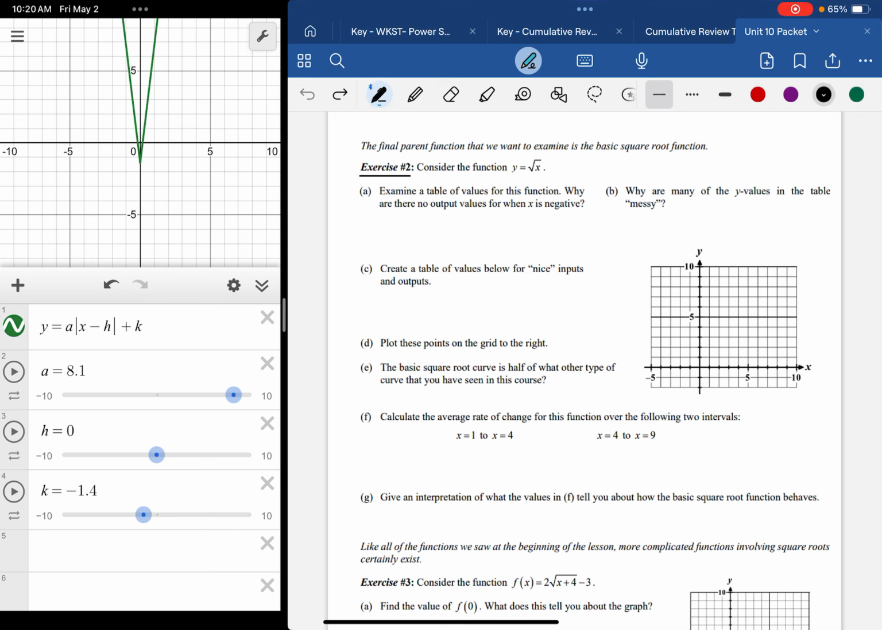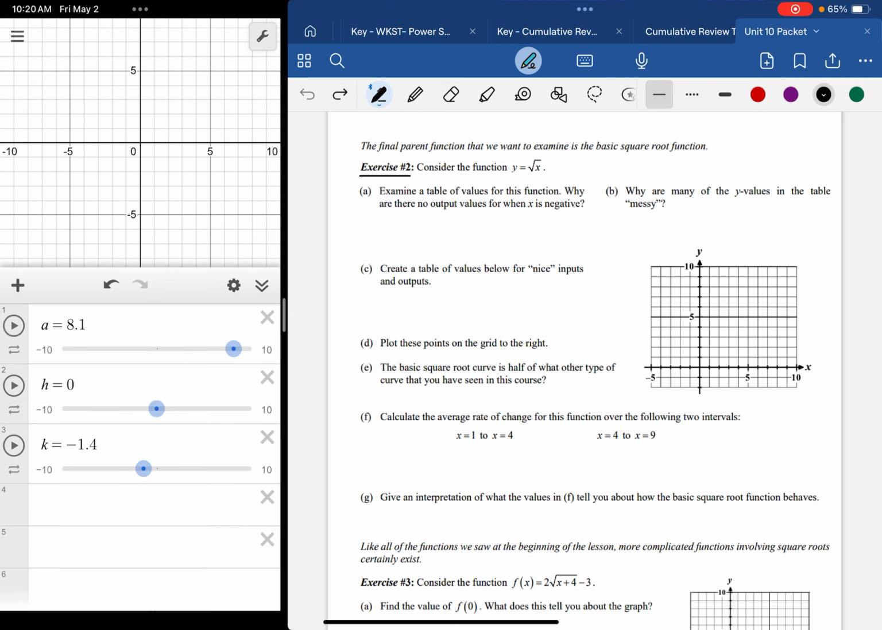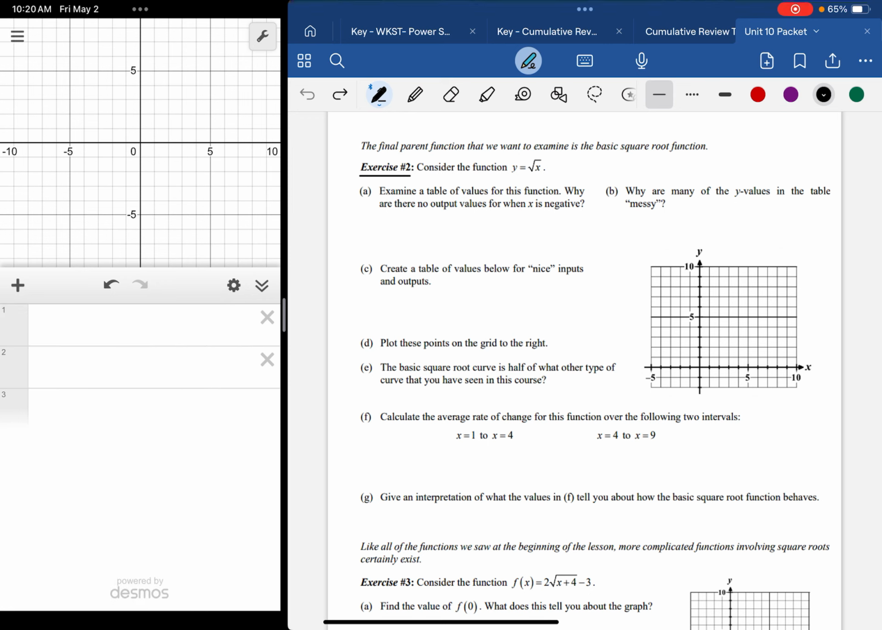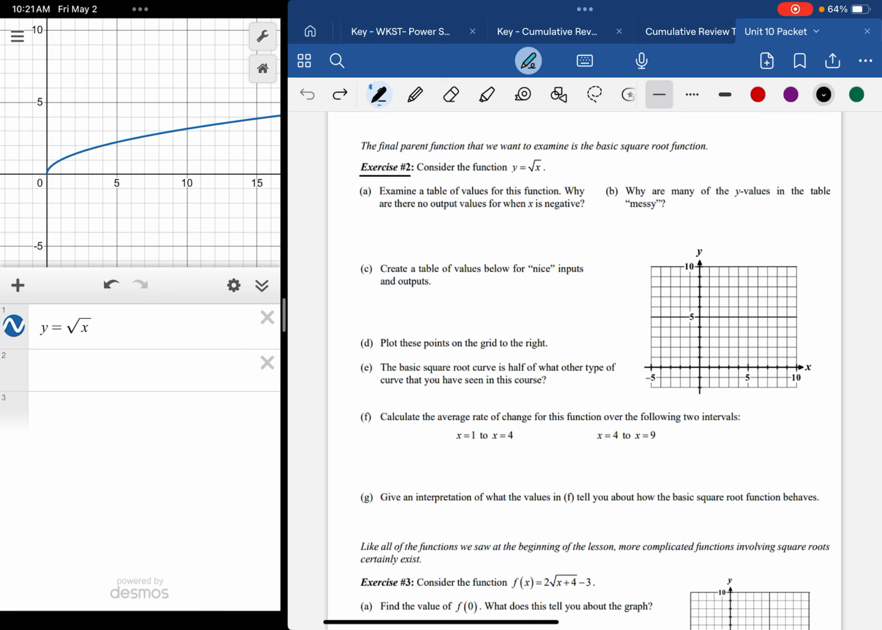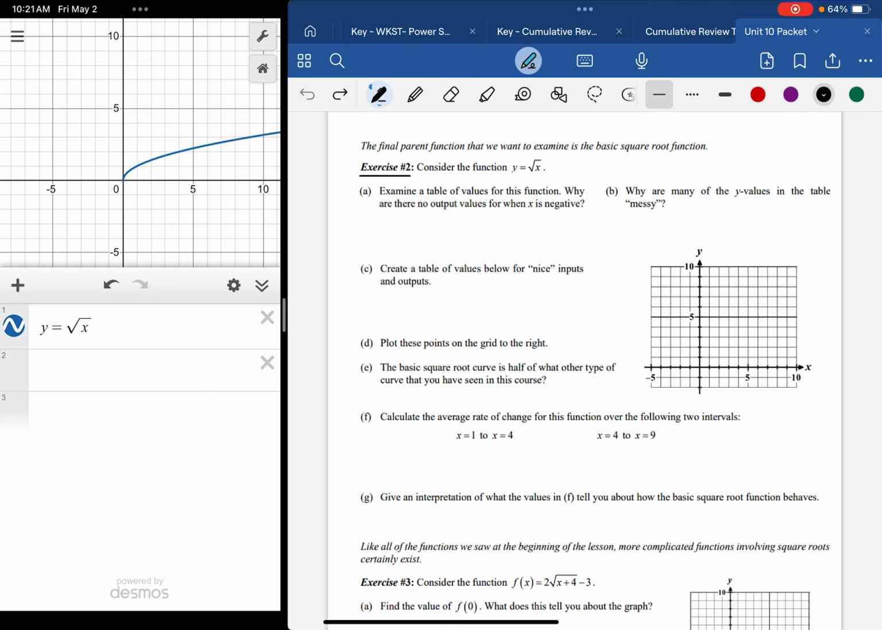So the first part of this problem: examine a table of values for this function. Why are there no inputs for when x is negative? So let me wipe out what I have here on Desmos. I'll write y equals square root of x. All right, so that's what our function looks like. You see no part of it goes to the left of the y-axis.